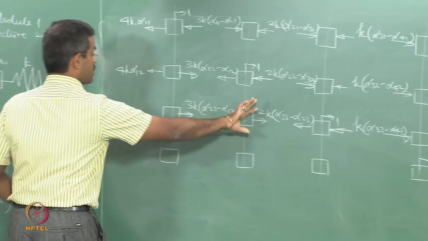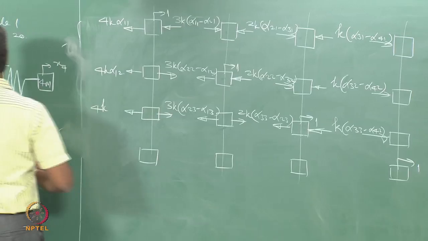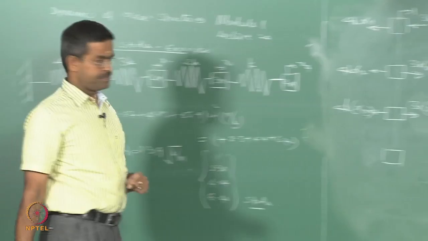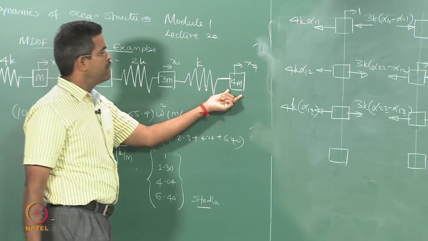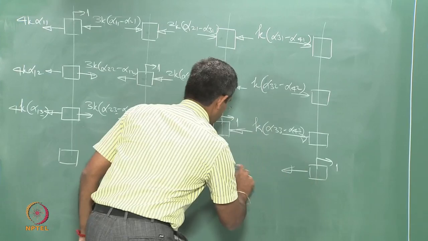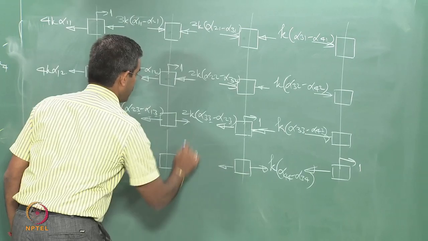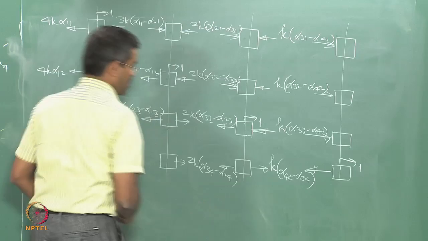This mass is moving to the right now, this spring will try to restore it back. The stiffness of the spring is 4k, that is what is here, and alpha 13. The second subscript 3 stands that the unit force is applied at the third degree. Similarly, give unit force in the last degree of freedom, this spring will try to restore it back, stiffness of the spring is k alpha 44 minus 34. So this mass will move to the right, therefore the spring will bring it back, stiffness is 2k alpha 34 minus 24 because this spring is connecting 3 and 2.